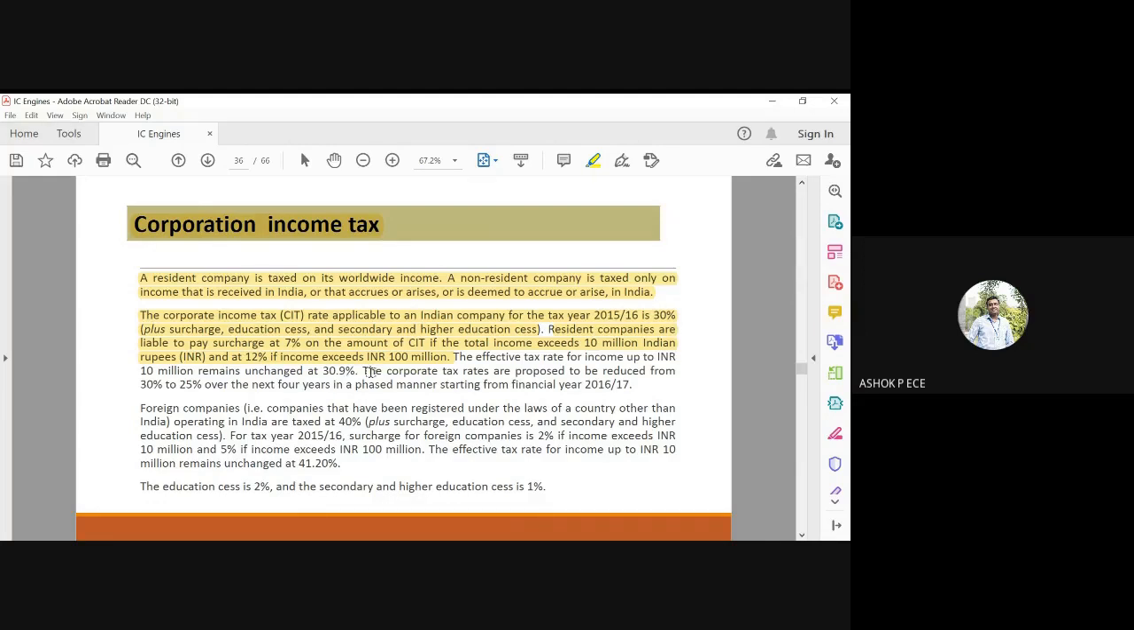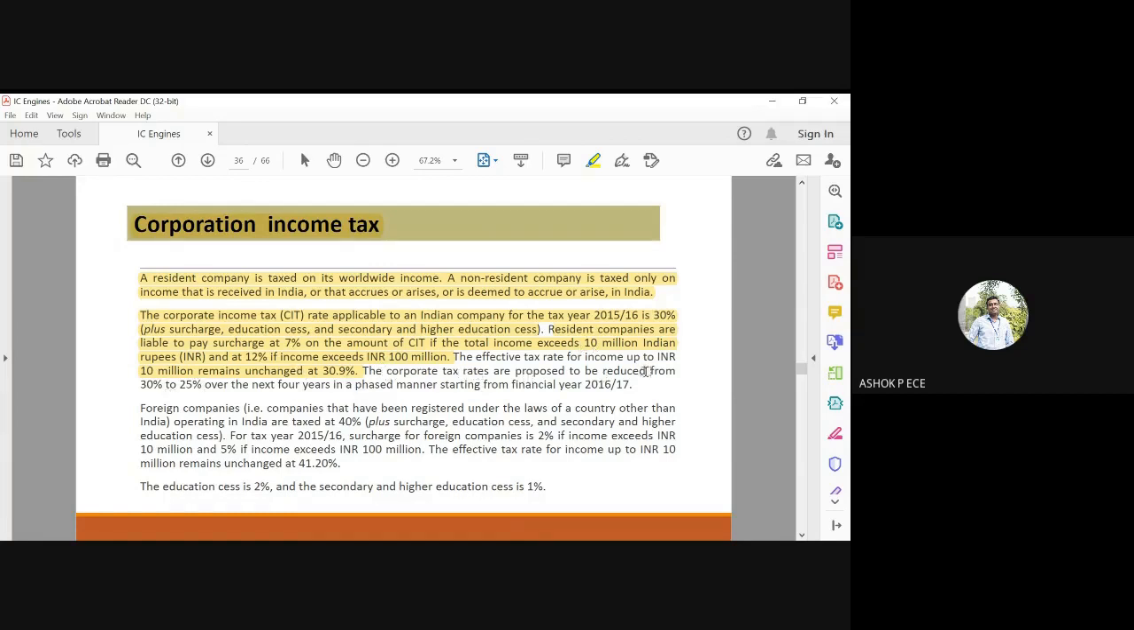So the effective tax rate for income up to 10 million remains unchanged at 30.9 percent. So the effective tax will remain at 30.9 percent. Okay, so 30 plus 7% for surcharge and another 2%. So 30.9 percent is what they say for the company having income up to 10 million INR, Indian rupees.